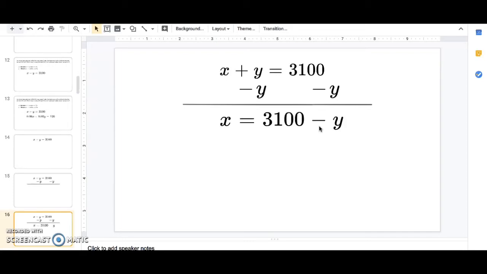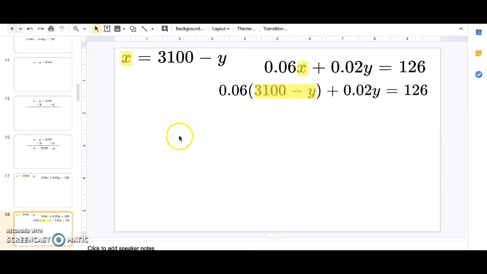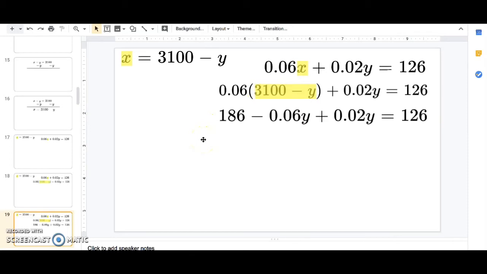So I'll subtract y on both sides, and I'll get x equals 3,100 minus y. You could have solved for y and gotten the same answers at the end. So now I need to substitute 3,100 minus y in for x. I'm going to take the x out and replace it with that. So I have 0.06 times (3,100 minus y). Distributing that, 0.06 times 3,100 is 186, and 0.06 times negative y is negative 0.06y, then plus 0.02y equals 126.